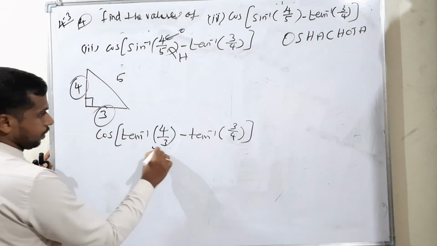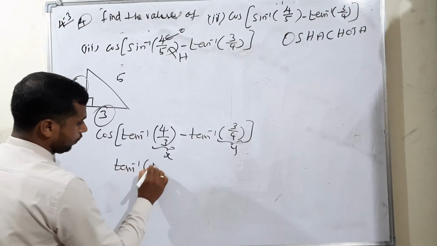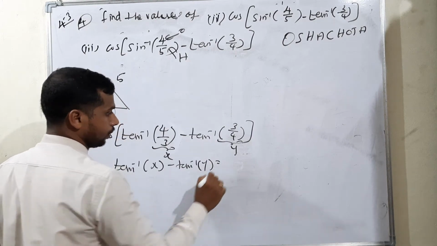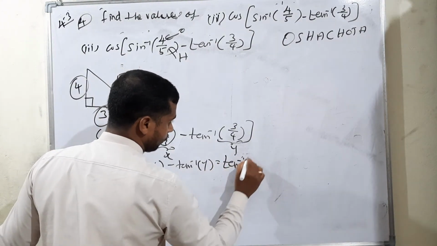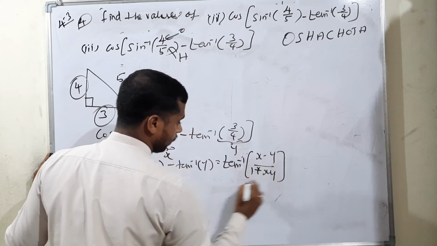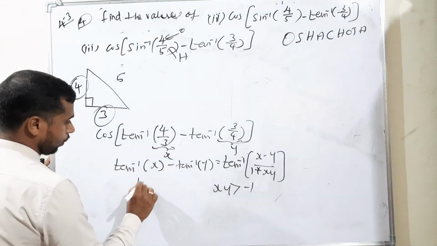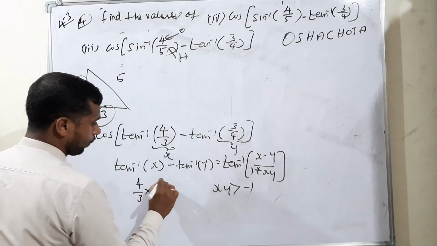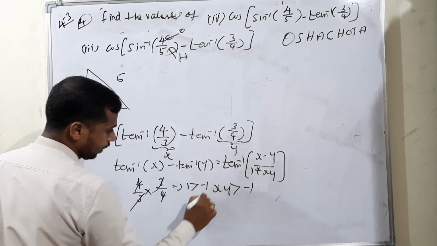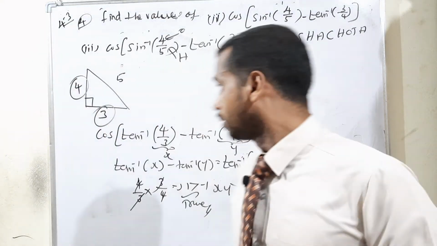This is considered x, this is considered y. So tan inverse of x minus tan inverse of y is equal to tan inverse of x minus y over 1 plus xy. What is the condition? xy is always greater than minus 1. What is the x value? 4 by 3. What is the y value? 3 by 4. It cancels, so 1 is there, which is greater than minus 1. So the condition is true, isn't it? So the condition is true, which means apply it.